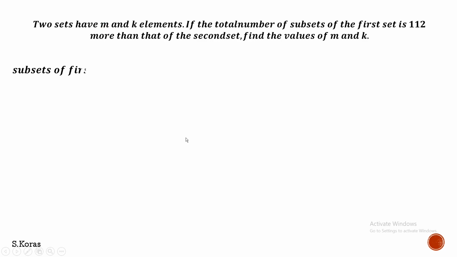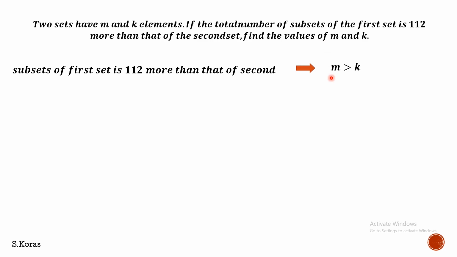So m is greater than k. Then automatically the number of subsets is 2 power m for the first set and 2 power k for the second set. Since m is greater, 2 power m will be greater. And it states the first set has 112 more subsets. So if we subtract, 2 power m minus 2 power k, our answer will be 112.